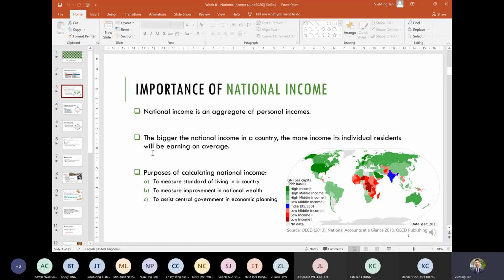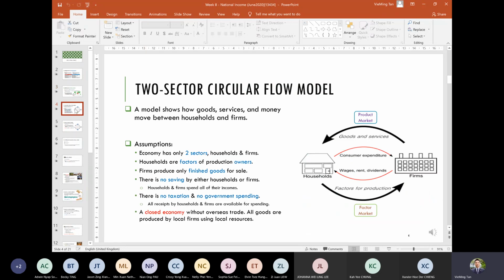All right. Then how do we calculate the national income? How to calculate the national income of a country? Before we study three approaches to calculate the national income, I would like to introduce to you a model. This model is called the two sectors circular flow model.